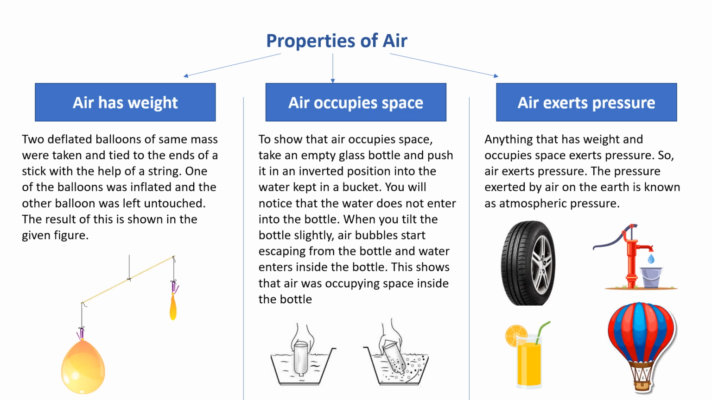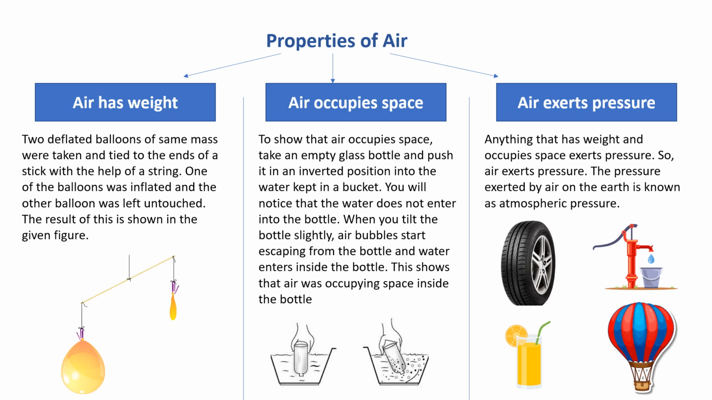The next one, air occupies space. To show that air occupies space, we take an empty glass bottle and push it in an inverted position into the water kept in a bucket. If we want, we can put a little bit of cotton inside the glass bottle, and we notice that the water does not enter the bottle, and the cotton inside the bottle stays dry. But if we tilt the bottle slightly, the air bubbles start escaping from the bottle, water enters the bottle, and the cotton gets wet. So this shows that air was occupying space inside the bottle.